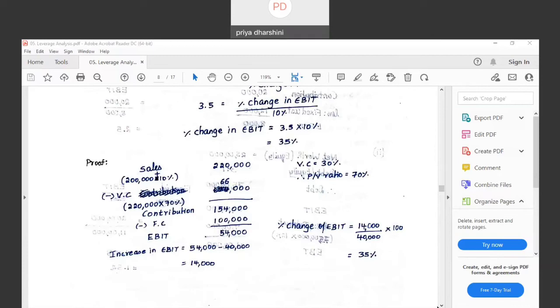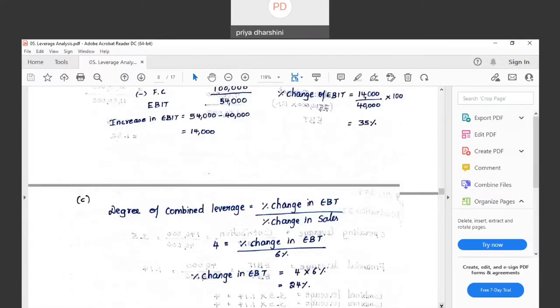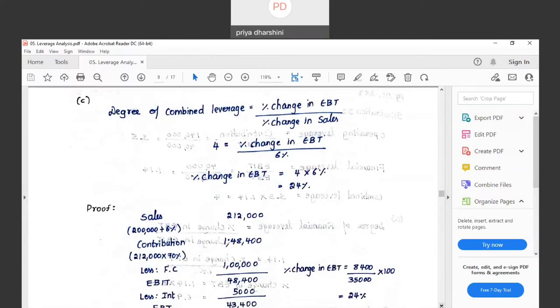Right. Coming to the same question, the last subdivision, they say, using the concept of leverages, by what percentage will the taxable income increase if the sales increase by 6%? Also verify the results in view of the above figures. Coming to degree of combined leverage, it is percentage change in dependent variable divided by percentage change in independent variable. What is the dependent variable here? The taxable income, which is earnings before tax, divided by percentage change in the independent variable, which is the sales. Combined leverage we already found as 4.